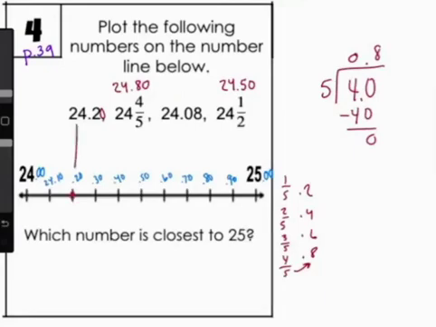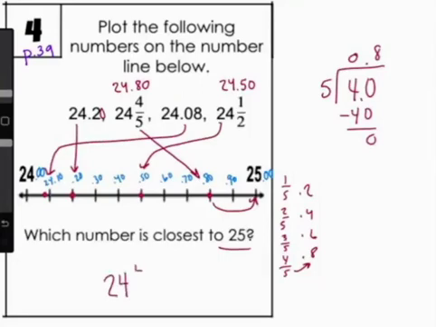Okay, so $24.20 is right there. $24.80 was that one right there. So that's going to go there. $24.08. That would be a little bit less than $24.10. So that one is going to go down there. And then $24.50 is going to be right there in the middle. So that's going to go right there. It asked which one was closest to 25. So this dot right there is the closest to 25. And so the answer was 24 4/5 was the closest to 25.